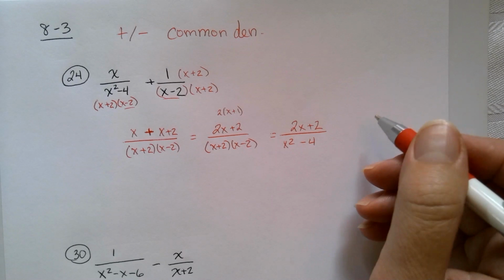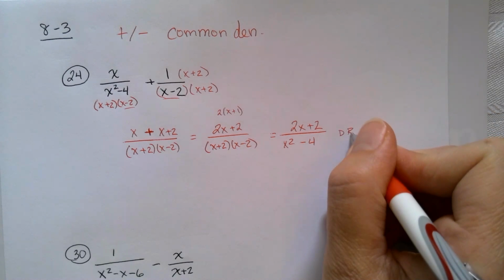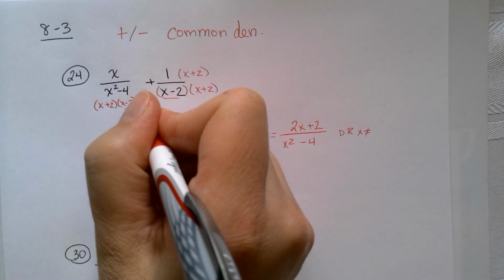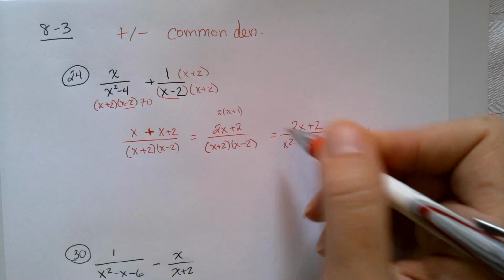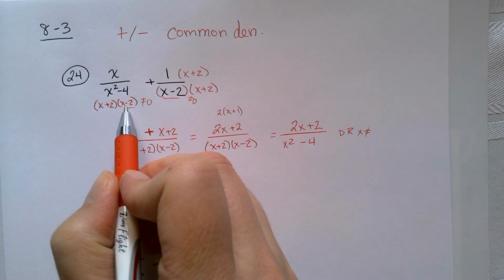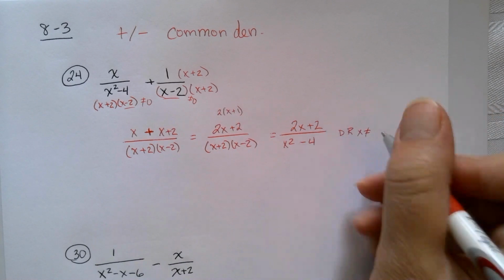All right, let's talk about a domain restriction. What can't x equal? Go back to the original denominators. Nothing was canceled, but let's go back up here to the originals. X cannot be negative 2 or positive 2, and then that repeats with the 2.